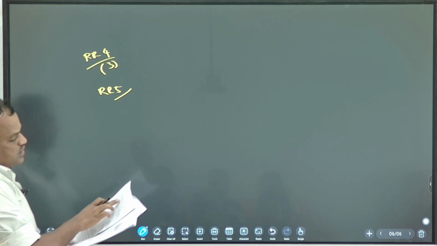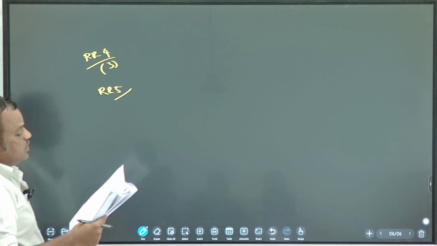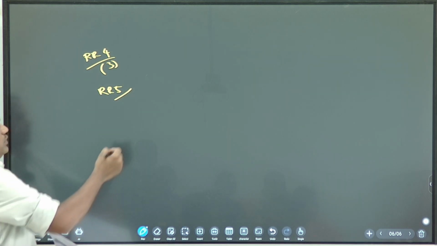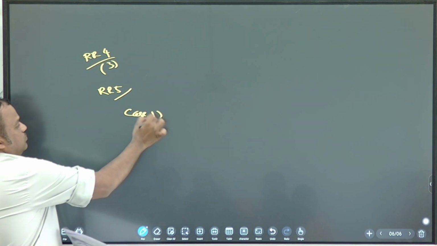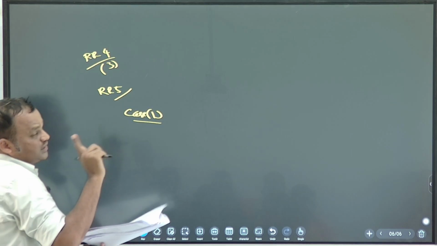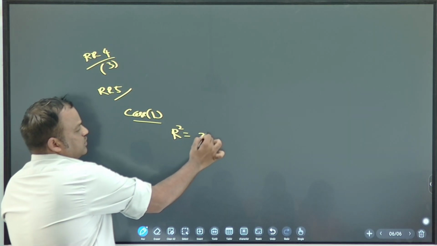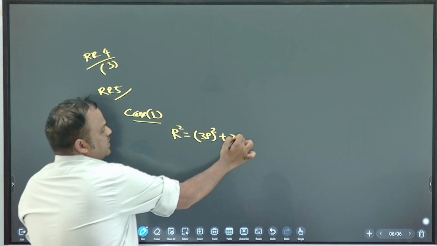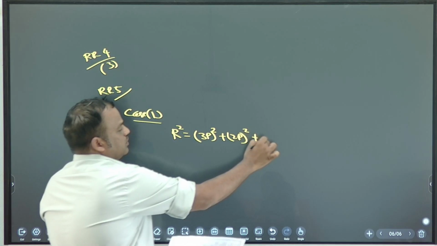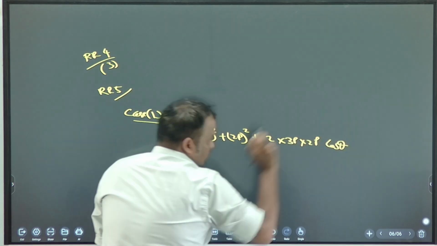Resultant of two forces 3P and 2P is R. If the first is doubled, the resultant also doubles. What is the angle? So case 1, solve like this. What is the first case? First force is 3P, second force is 2P. So what is R square? 3P square plus 2P square plus 2 into 3P into 2P cos theta.